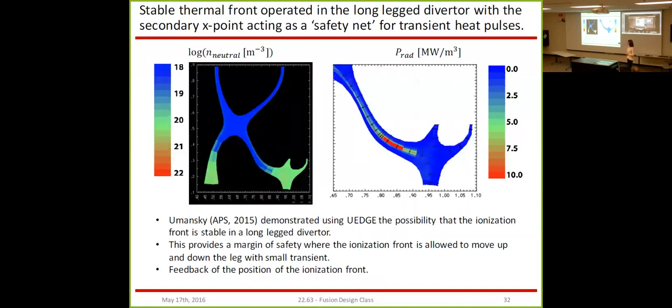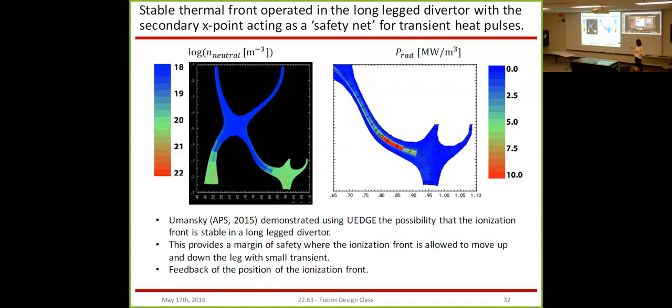Now, I'm next going to talk about our reflectometer sensors. To give you a bit of a refresher, we are running in ARC with a detachment front that is partway up our long-legged divertor, and this is inspired by work done by Umansky, and you see some of the results of his code here.